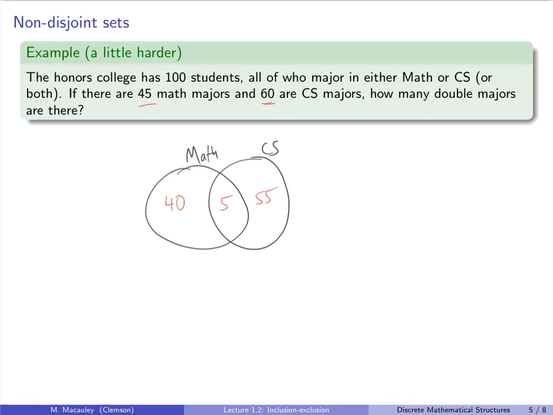So notice what we did here. The total number of students is the union of, I'll call these sets M and C. So the union of M and C: we just added up the number of math majors, then we added up the number of computer science majors, and then we had to subtract off the number of double majors, those that majored in math and computer science. This is inclusion-exclusion in the special case of having two sets.